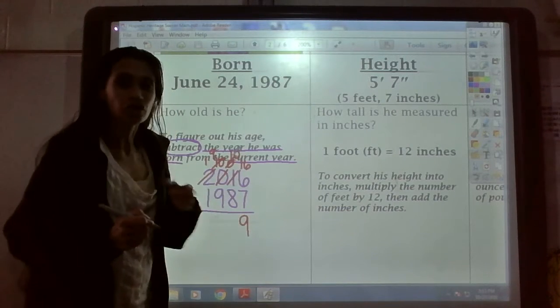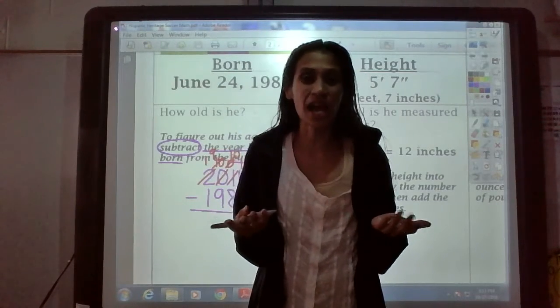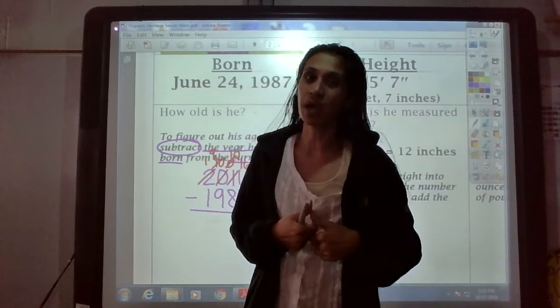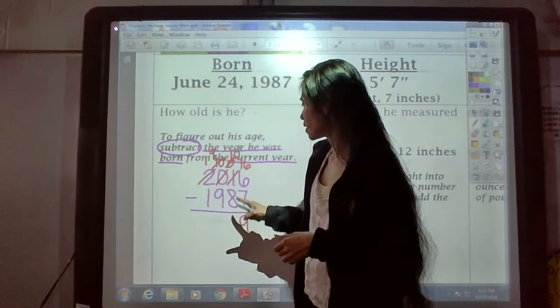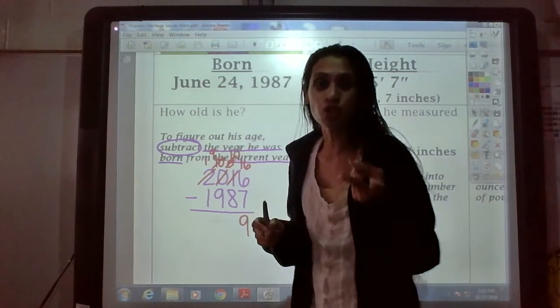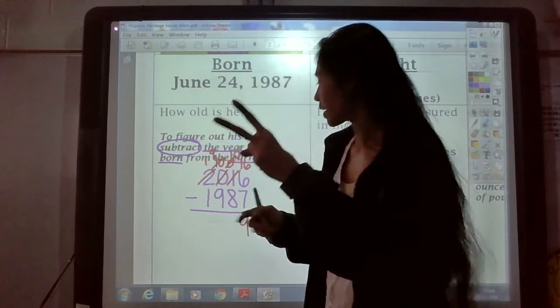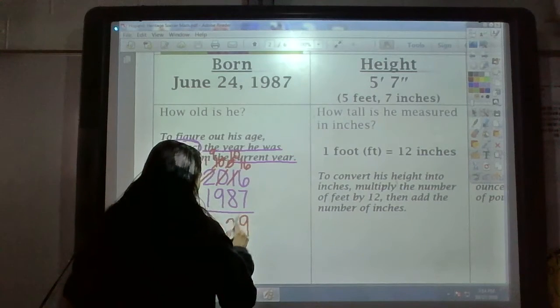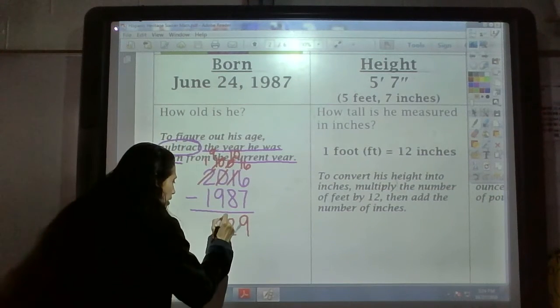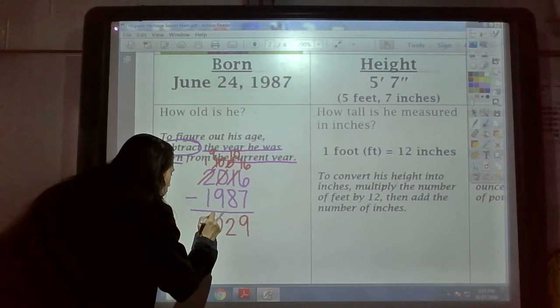All right. Make sure you regroup correctly, because if you don't regroup, you get the problem wrong. So let's do 10 minus 8 is 2. That's easy. 2 plus 8 is 10, or count it from 8, 8, 9, 10. So that's 2. 9 minus 9 is 0. And 1 minus 1 is 0.